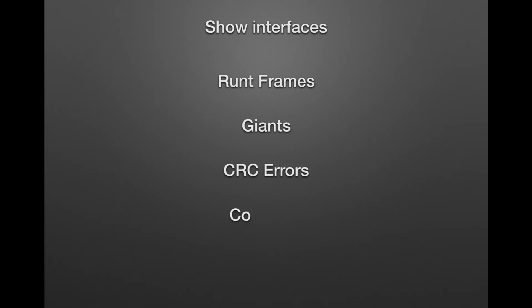Now we're going to talk about the show interfaces command, which is a very important command because it allows you to see the state of the switch at the moment, and it gives a lot of information about how the switch is operating. There are many parameters you need to be watching for in this command. They are basically runt frames, giants, CRC errors, collisions, and late collisions.